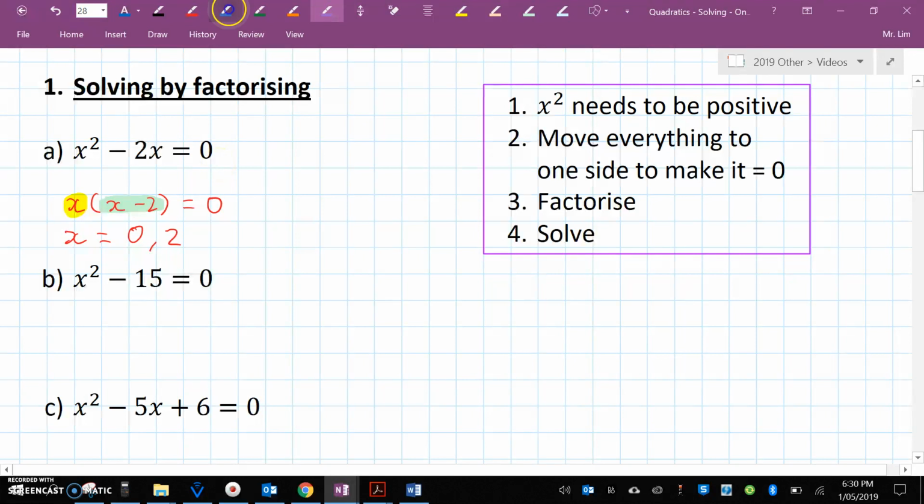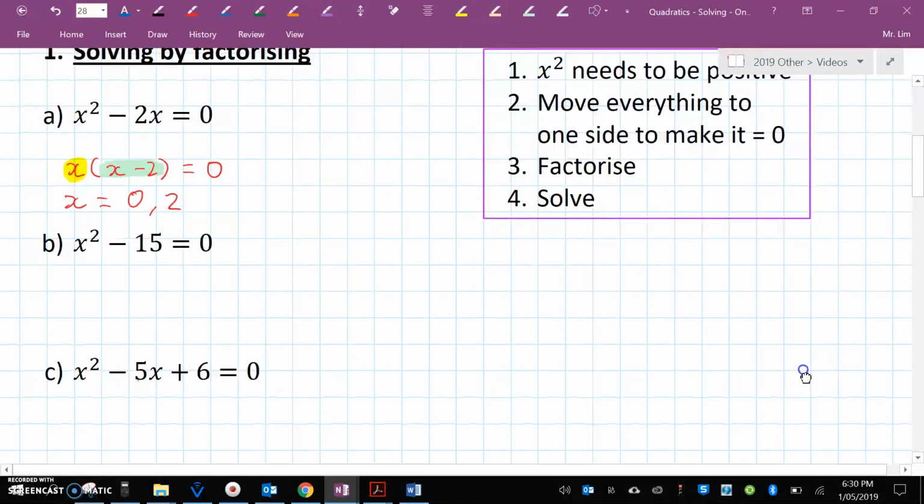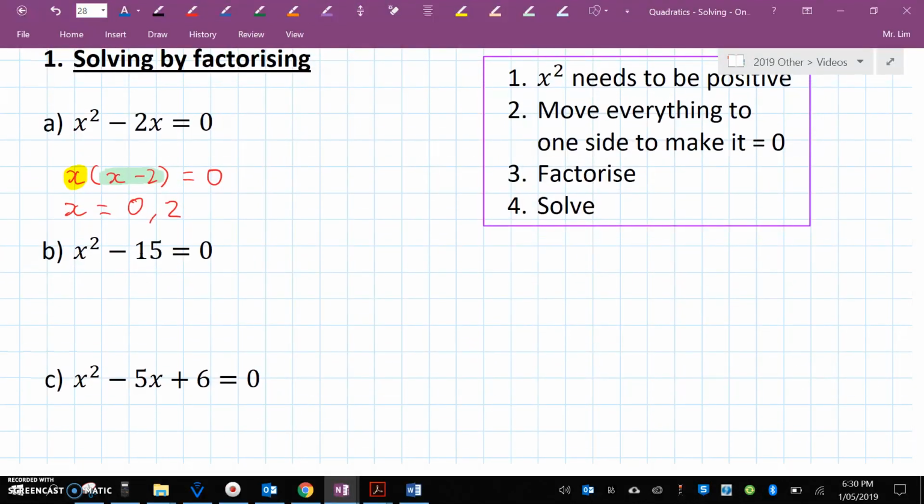Question B. x squared minus 15 is equal to 0. Is x squared positive? Yes, it is. Is everything equal to 0? Yes, it is. Is it factorized? No, so we need to factorize it. There are only two terms. We can't take out a common factor, but it is a difference of two squares.